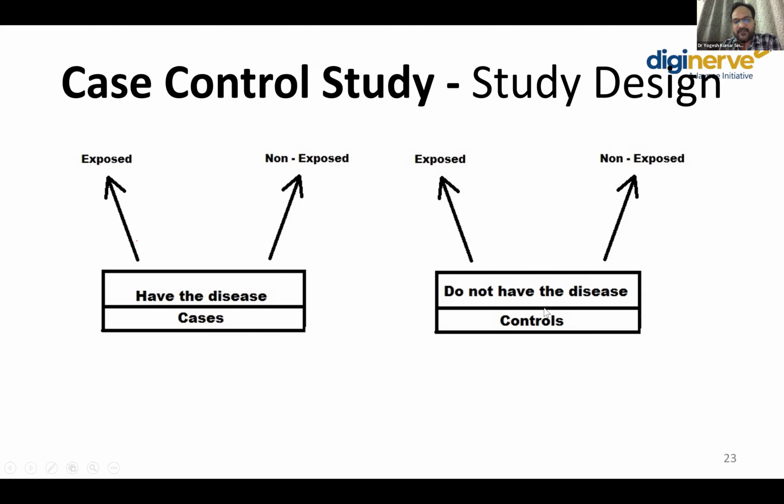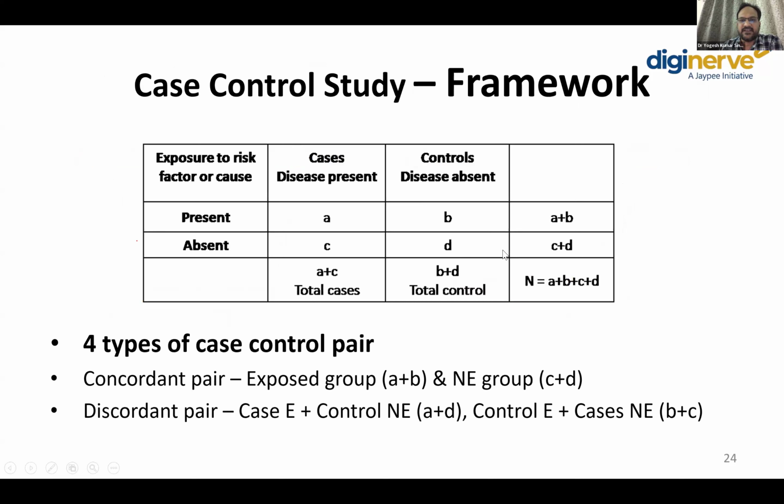Similarly, we will take some controls who are exposed and non-exposed both. It means we will take persons who do not have the disease, who do not have lung cancer, but might have a history of smoking or no history of smoking. Sometimes people say we are not smokers, but we developed the disease. Sometimes people say we are smokers, but we do not have any disease. Okay, understood. So there are two groups. Now, this is the framework of the case control study we create.